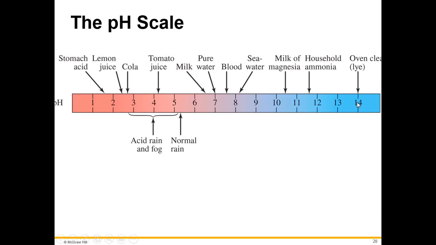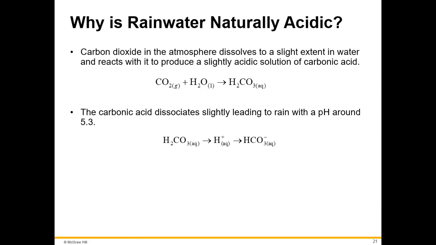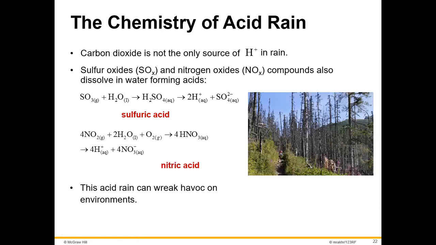Very, very basic. So why is rainwater, just naturally occurring rainwater, slightly acidic? Well, it's because there's carbon dioxide in our atmosphere, and that carbon dioxide dissolves in water to form carbonic acid. So naturally occurring rain is ever so slightly acidic just because of the fact that carbon dioxide is in the atmosphere. The acid rain is when the pH drops lower than what you would normally expect.